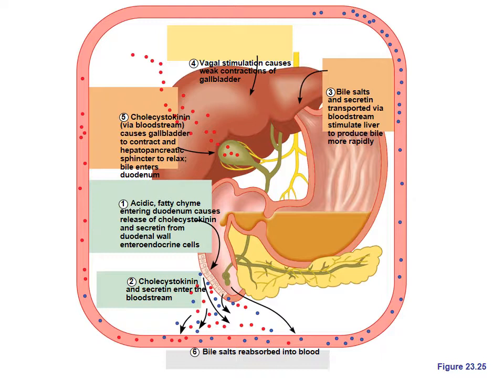So the hormone CCK is responsible for fat digestion. When fatty chyme enters the duodenum, the enteroendocrine cells there release CCK to the bloodstream. CCK opens the hepatopancreatic sphincter, causes contractions to occur in the gallbladder, and increases liver production of bile. CCK also stimulates lipase-rich pancreatic juice production by the pancreas.